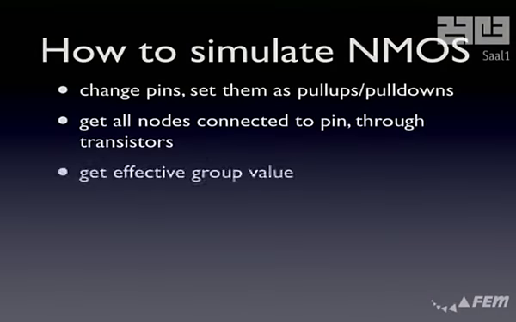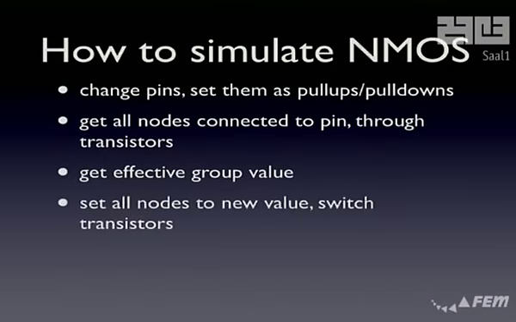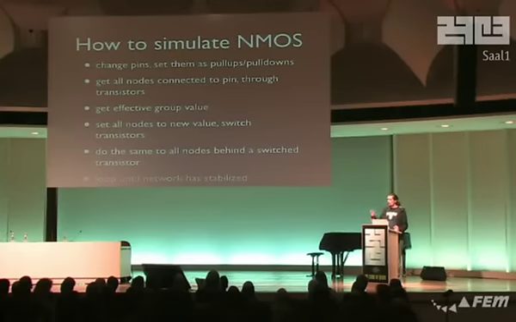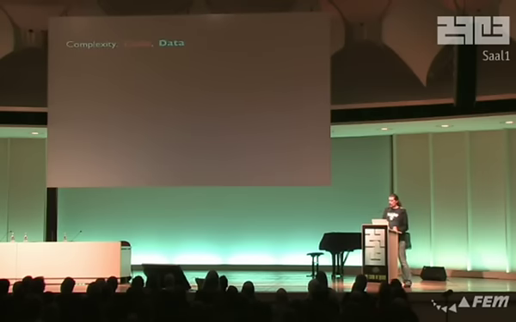So you look at the group value, the potential of the group, and you set all the new nodes to the new potential. Then you look at all the transistors that are connected to these nodes, and you need to switch some of those transistors. Then you look at all the nodes behind those transistors and repeat all that. If you repeat that long enough, the system will stabilize, and all the nodes will have some fixed potential. Then you're in the next stage, and you can flip the clock again and go to the next cycle. This is, of course, very slow, but it has some really nice properties.